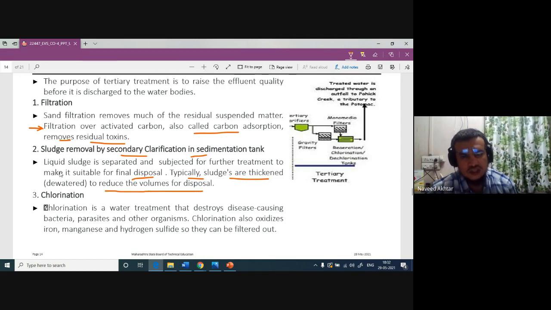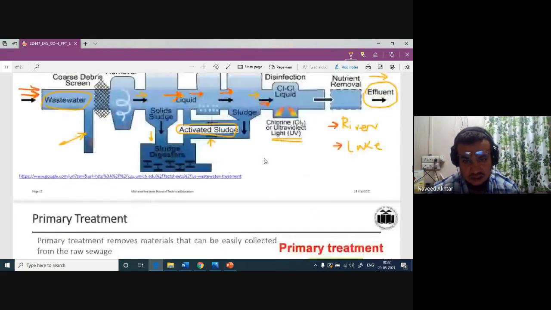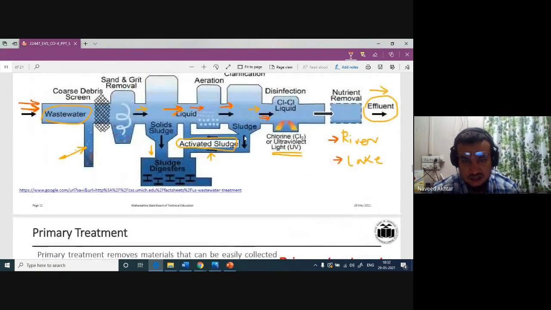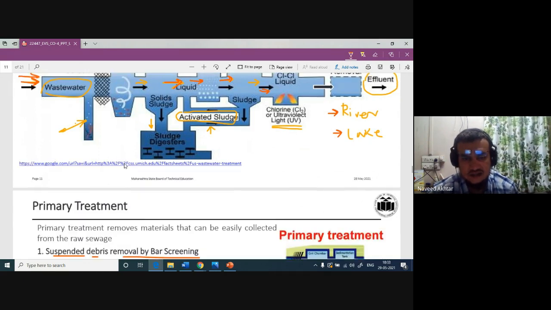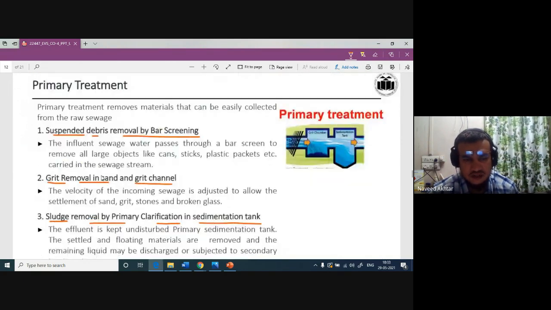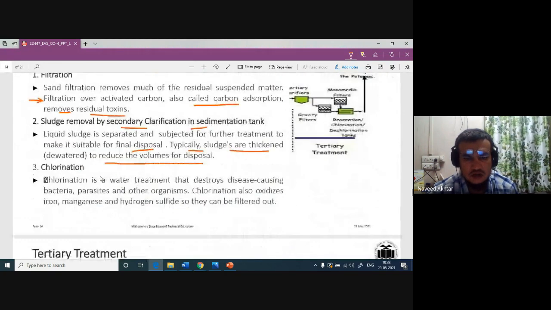So these sludges are removed, and for further treatment they are sent to the sludge digester tank we have seen here. Here you can see the sludge is sent to the sludge digester. So sludge from the primary clarifier and from the secondary clarifier is diverted to the sludge digester, and then that is also treated and sent for agriculture purposes or made into agricultural soil.